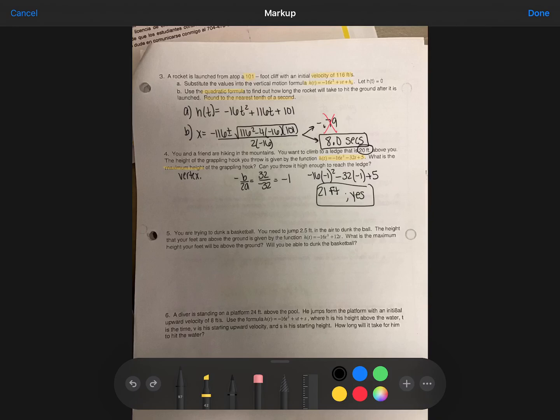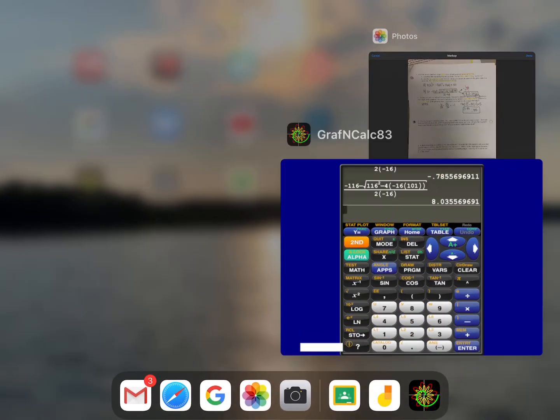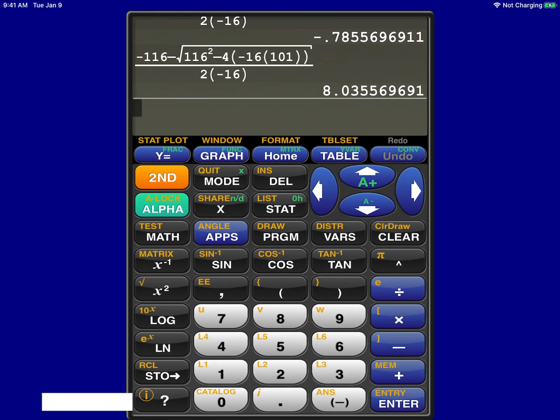Again, if it says maximum height, use the vertex. If it says hitting the ground, you are going to factor or use the quadratic formula. Quadratic formula, plug it into a calculator because we are allowed decimal answers. Because we are working with word problems, we want decimal answers and not radical answers.